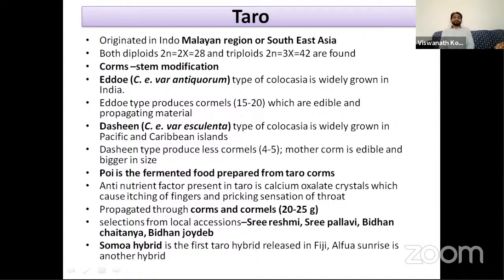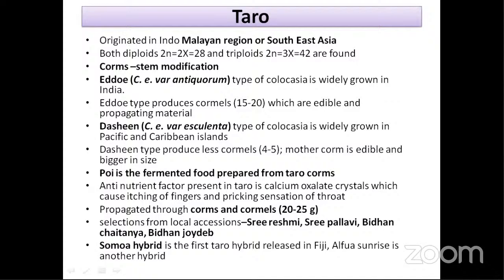So there is no mother corm. It produces the cormels, the daughter corms, we can say, the cormels. 15 to 20 cormels are produced in the eddoe type. There is no big mother corm. Small cormels are produced in the eddoe type, 15 to 20. Whereas in case of the dasheen type, there is a big mother corm with only a few, 4 to 5 cormels will be there. So this is the difference between eddoe type and the dasheen type.